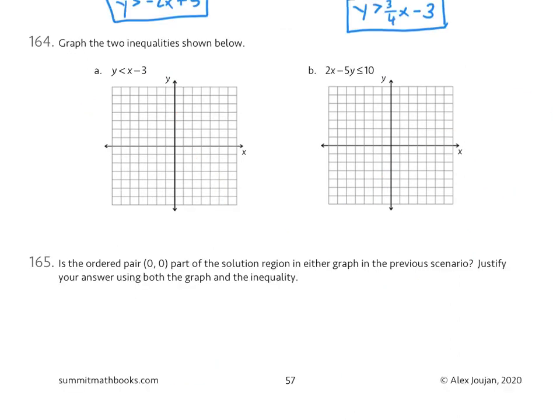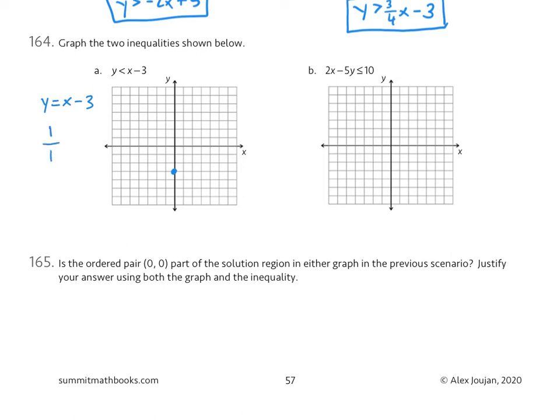164. Graph the two inequalities shown below. Part A. Y is less than x minus 3. First, let's find the boundary line by looking at y equals x minus 3. The y-intercept is negative 3, and the slope is 1, which I can write as a fraction, 1 over 1.